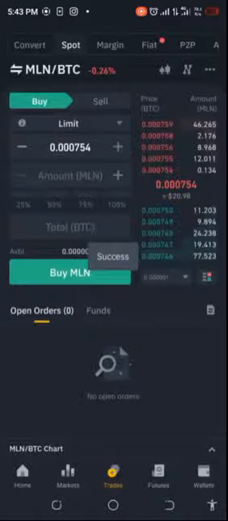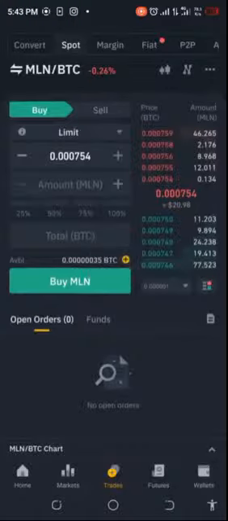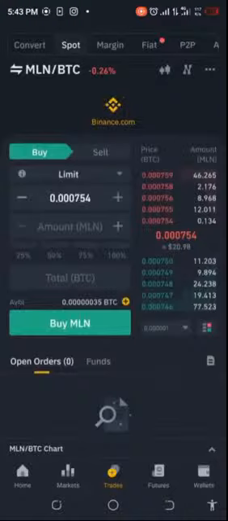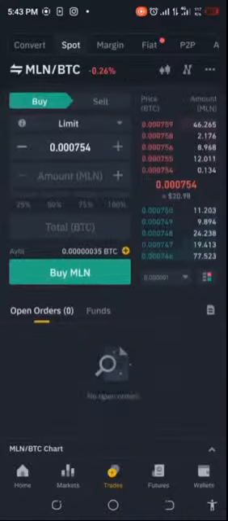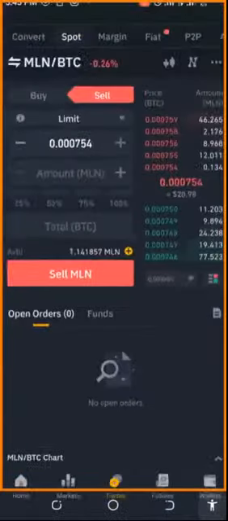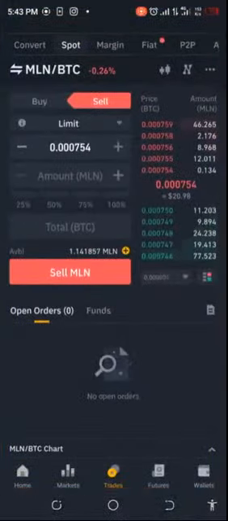Interesting. I think I bought it. Am I sure? Let's be sure. It seems like it was bought. Perfect. So what do we have here? 1.14. So now we're going to go over to sending this right to KuCoin. Let's run along and make this really fast.